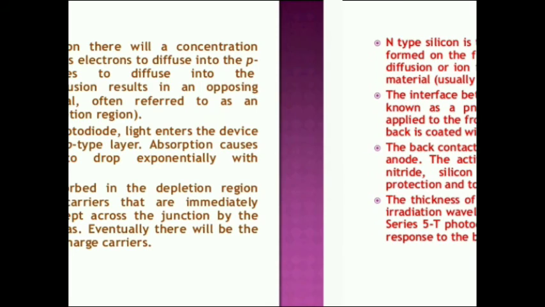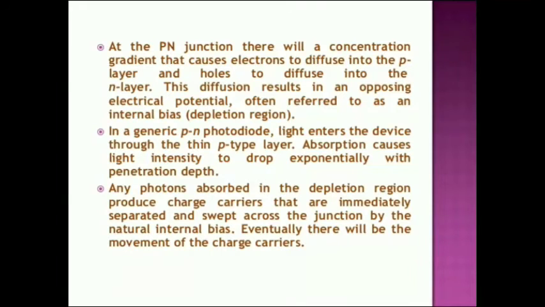At the p-n junction, there will be a concentration gradient causing electrons to diffuse into the p layer and the holes to diffuse into the n layer. This diffusion results in an opposing electrical potential, often referred to as the internal bias. In a generic p-n junction diode, light enters the device through the thin p-type layer. Absorption causes light intensity to drop exponentially with the penetration depth.